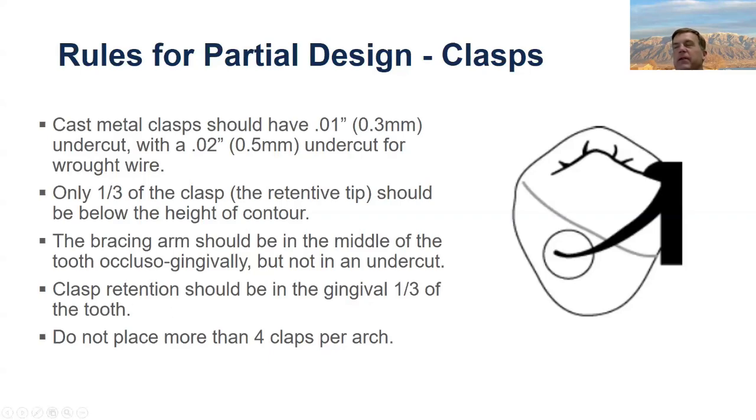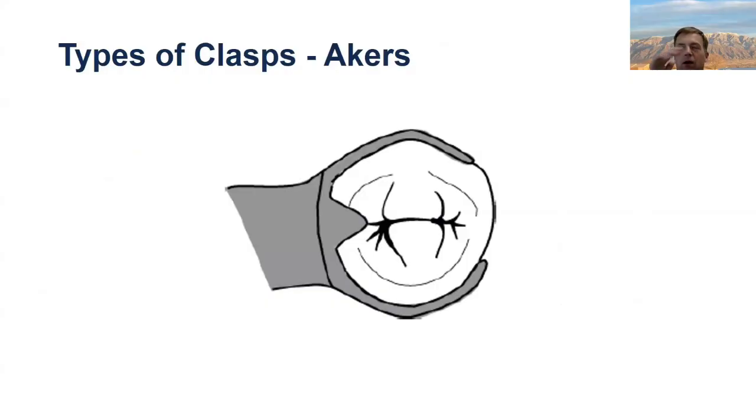So let's talk about some of the different clasp assemblies that are out there. Acker's probably the most common. It's got everything in one nice package. It's got a bracing arm, it's got a rest, it's got, of course, the active clasp.